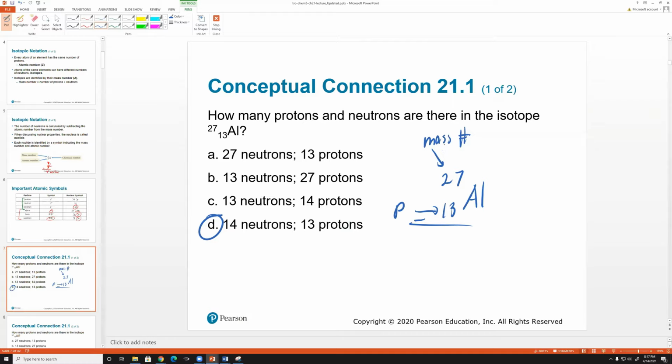All right, so the mass number, so we know protons plus neutrons equals mass. So what we can do is do the mass minus the protons, which is 14, and that's the neutrons. So D is the answer.